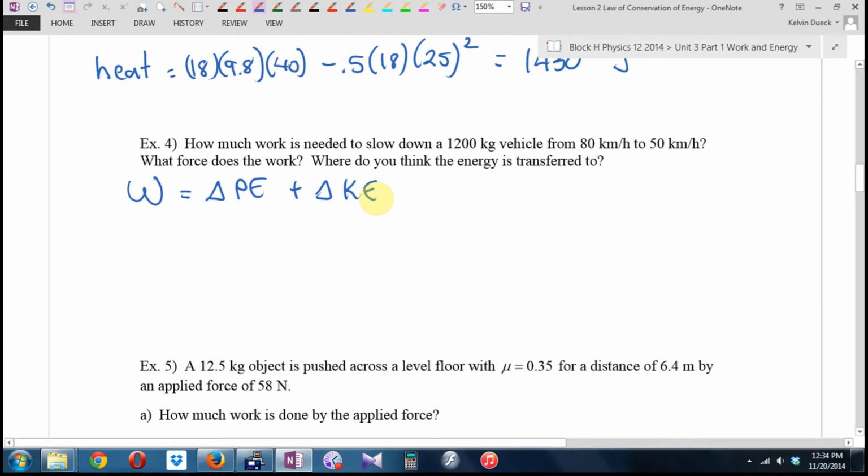Looking at this question, do you see any kind of a hill mentioned? Is there any kind of a change in height mentioned? Or does it imply that this road is flat? I think we can say for this question, ain't no change in potential energy. What's change in anything?